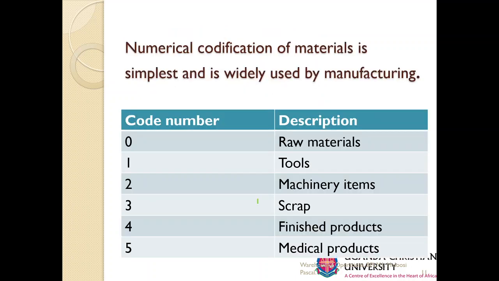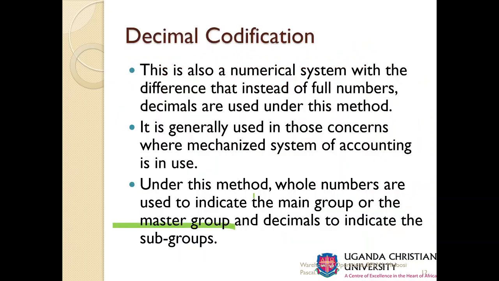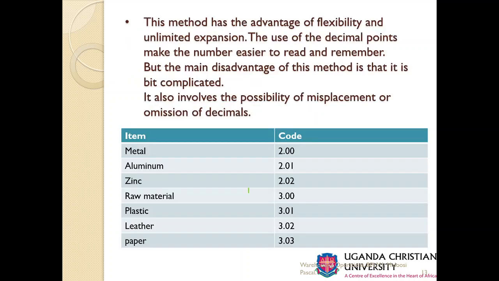Just like we talked about here, raw materials would be the main group. The other kind of raw material would be the subgroup. Machinery item would be the main group. When you go to the actual machinery item, subgroup. This is why with the decimal one works well for us in developing of codes. Let's look at this good example here.